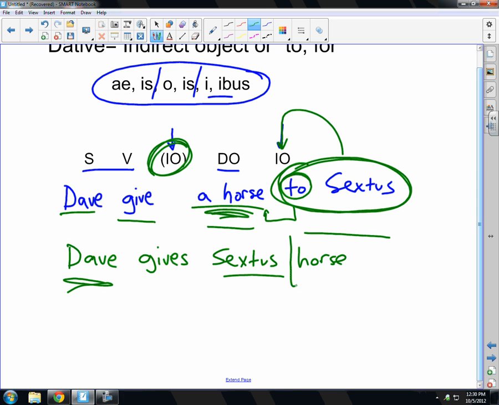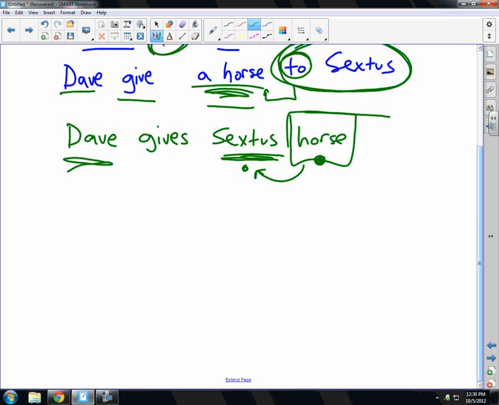Usually there is something like the horse in this case that is in between the action of the subject and the reception of the action. So Dave is actually physically transferring the give to the horse. Sextus, through the horse, receives that action. So Sextus receives the action indirectly. He does not receive it directly.